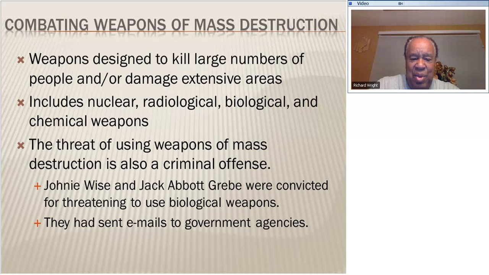Johnny Wise and Jack Abbott Grebe were convicted for threatening to use biological weapons. It is a serious offense to threaten to use biological weapons. You remember the anthrax issue. You remember what happened with, I can't think of his name, but he was from Elmhurst, very brilliant guy. I'm drawing a blank on his name, but this guy was the Unabomber. He was sending bombs through the mail and stuff like that. And like I said, anthrax. These were chemicals that were put in the mail, so when people opened up their envelopes, they would ingest this, and it would kill them or seriously injure them.